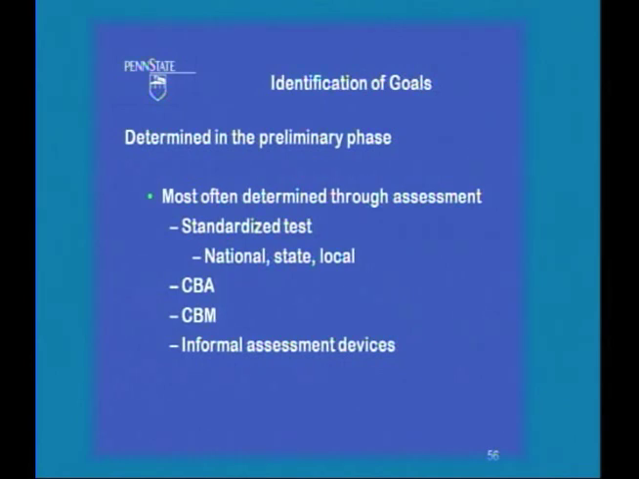In the next section, we will talk about the identification of instructional goals for students with mild disabilities. Identification of goals often occurs and is determined in the preliminary phase of identification. They are most often determined through assessment, standardized assessment, which can be at the state, national, or local levels, curriculum-based assessment, curriculum-based measurement, and informal assessment devices, such as reading inventories, writing portfolios, and mathematics exams.